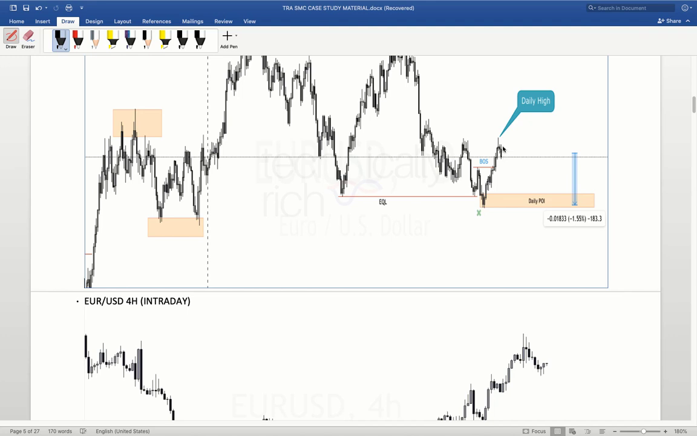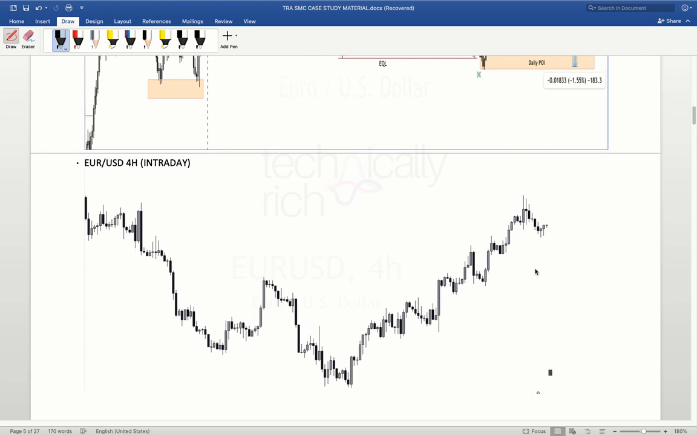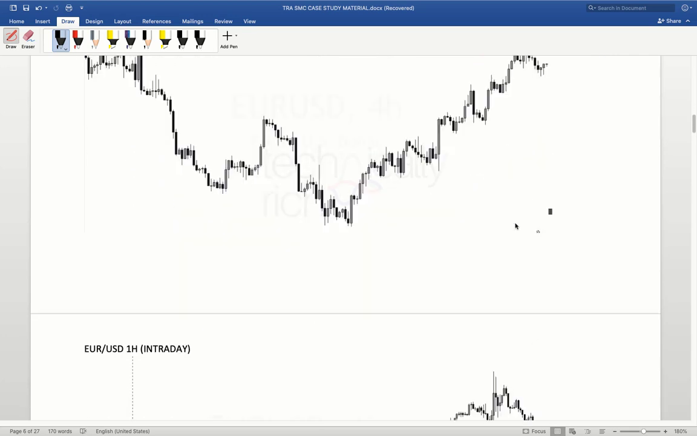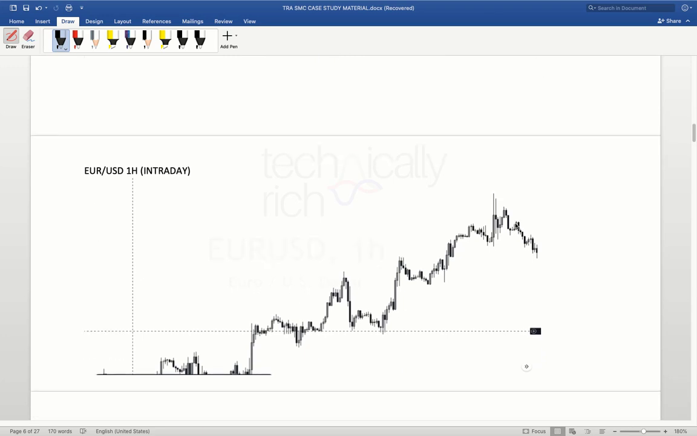So we're looking for a break of structure inside of this higher time frame rejection, so that we can catch the sell down to this side and join whatever the daily is trying to do. We can't really see that clearly on the 4 hours time frame, so we'll move to the 1 hour time frame.